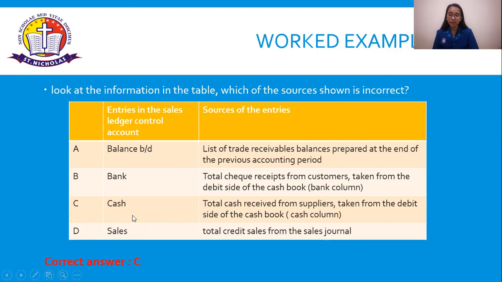So what about D? D is the total credit sales from the sales journal. Please remember, the sales ledger control account is used to make sure that the total of our sales journal is right. The sales journal contains the transactions where we sell on credit, so it's only on credit. That's why D is right. So the correct answer is C.